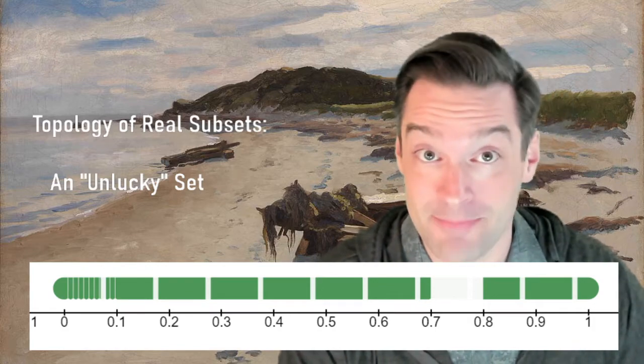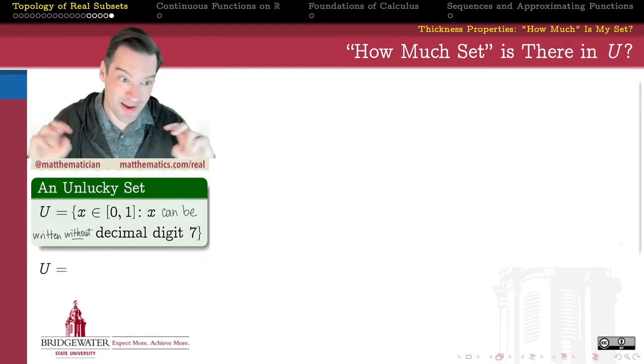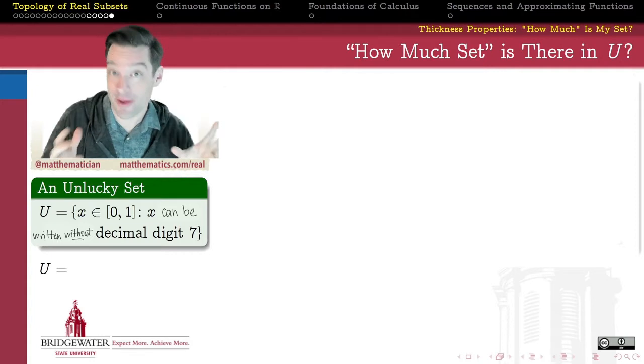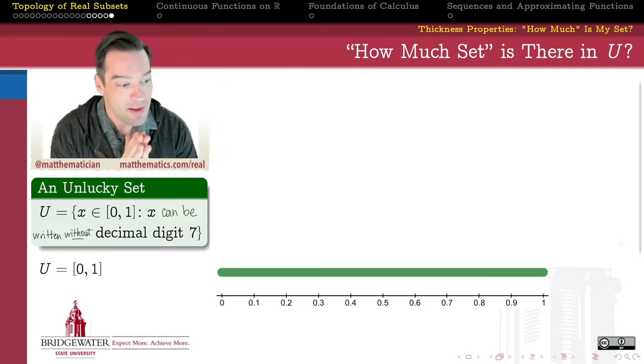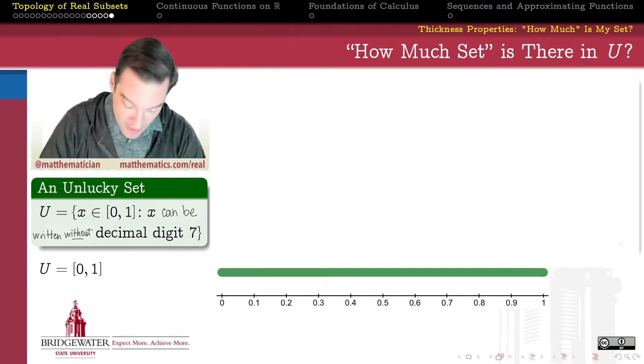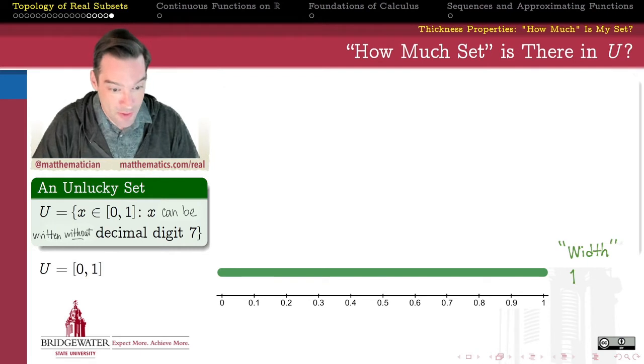So somehow, when I ask how thick is a set, I'm asking the very vague question, how much set is really there, right? And so answering this question concretely is kind of hard. There's a lot of different ways to do it. For our unlucky set, for example, we start with the interval from 0 to 1.